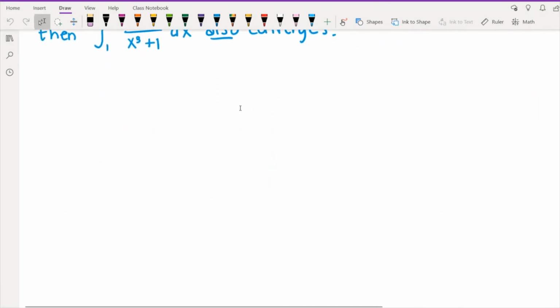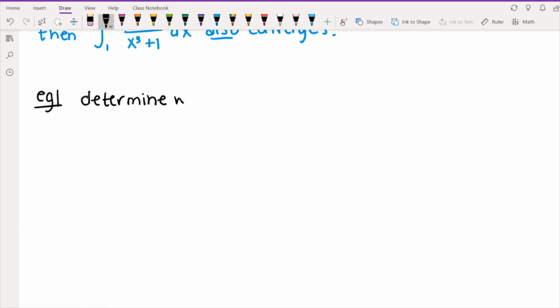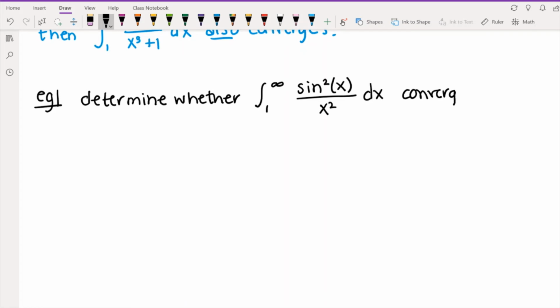Okay, so let's do another example. And then we'll also see that there's kind of the reverse of what we just found with the comparison theorem. So really, I should have said this on the last example. We're not finding the value. We're just determining whether an integral converges or diverges. So we're going to determine whether the integral from 1 to infinity of sine squared of x over x squared dx converges or diverges.